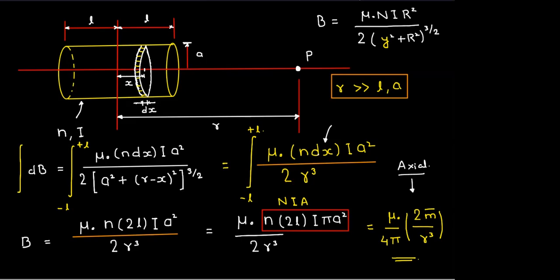Okay. Now we are going to see something very interesting. Interesting to me. I don't know how much interesting it is to you. So magnetic field along the axis is mu naught by 4 pi into 2 m.